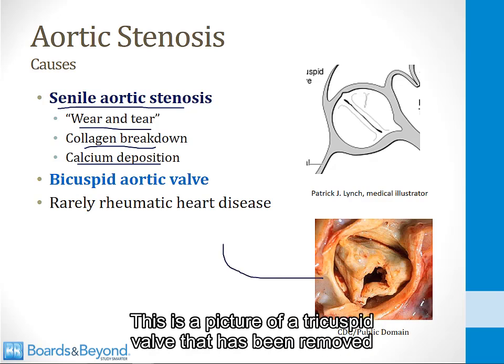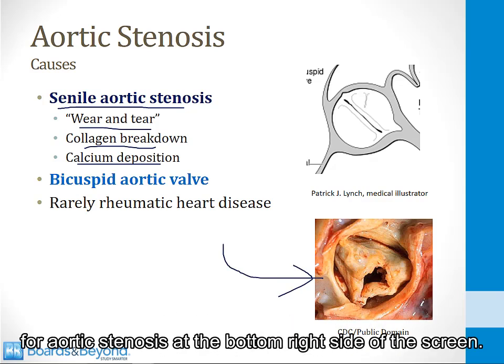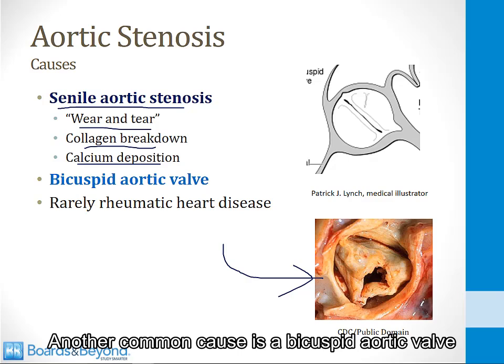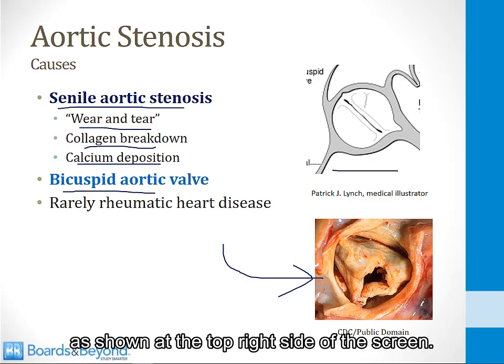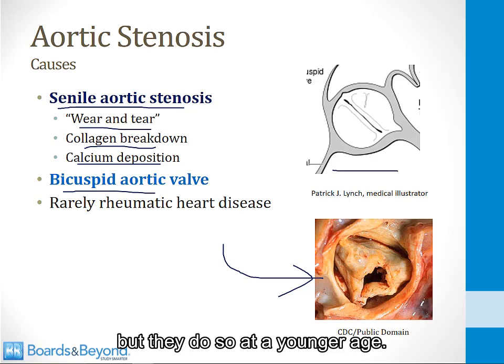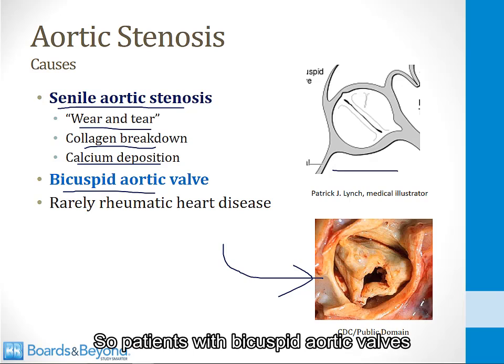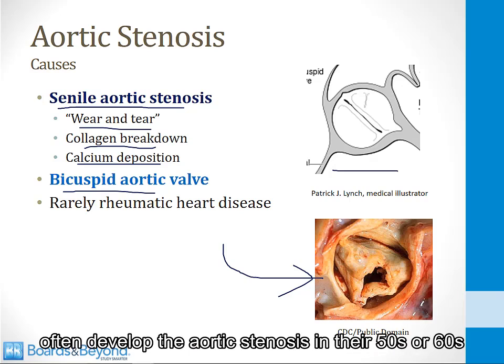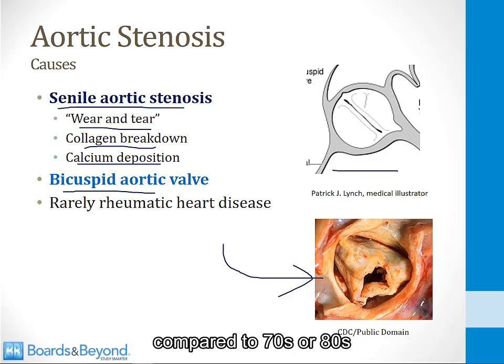This is a picture of a tricuspid valve that has been removed for aortic stenosis at the bottom right side of the screen. Another common cause is a bicuspid aortic valve, as shown at the top right side of the screen. Bicuspid valves also develop wear and tear aortic stenosis, but they do so at a younger age. So patients with bicuspid aortic valves often develop aortic stenosis in their 50s or 60s compared to 70s or 80s for patients with tricuspid valves.